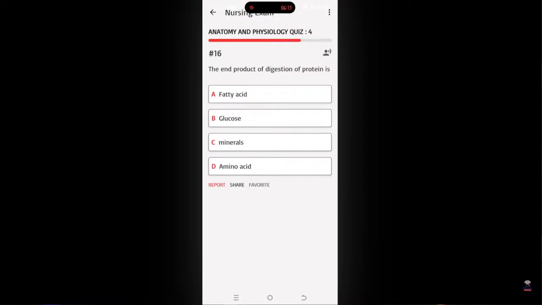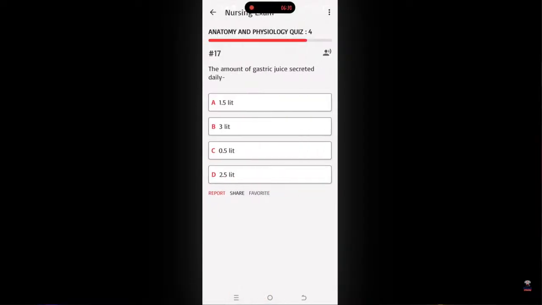The end product of digestion of protein is A. Fatty acid, B. Glucose, C. Minerals, D. Amino acid. Correct answer. The amount of gastric juice secreted daily.